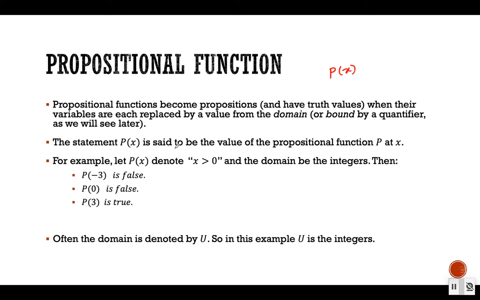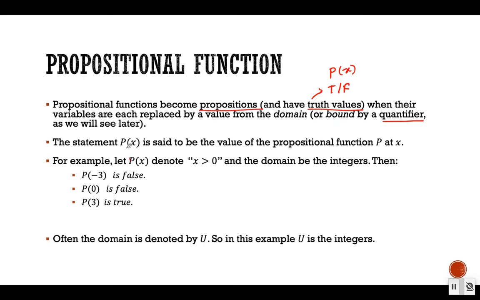All right, so a propositional function becomes a proposition. When it becomes a proposition, it can have a truth value, which can be true or false. It becomes a proposition when its variables are each replaced by a value, and this value can be in a specific domain, or it can be bound by a quantifier. We are going to talk about that later.